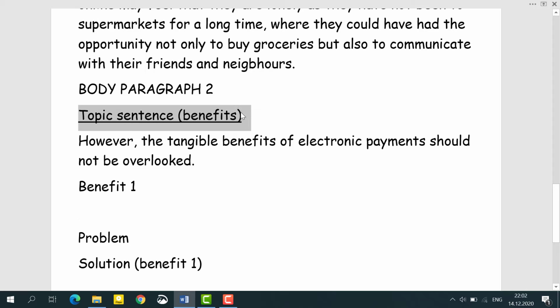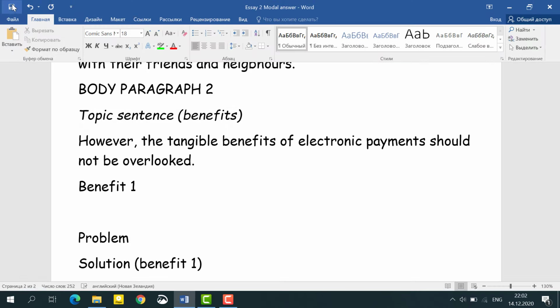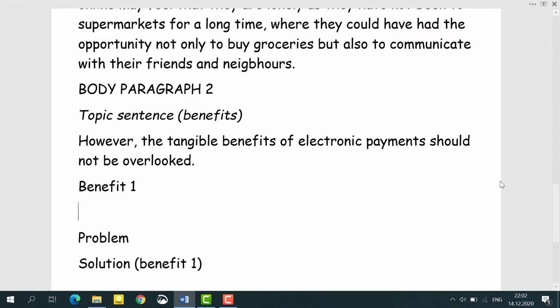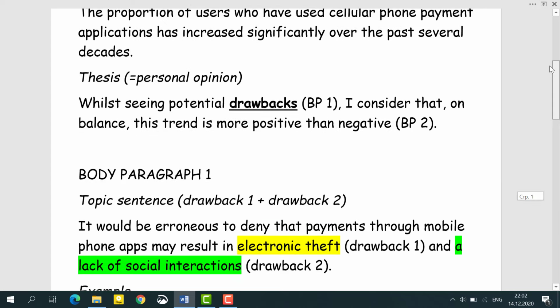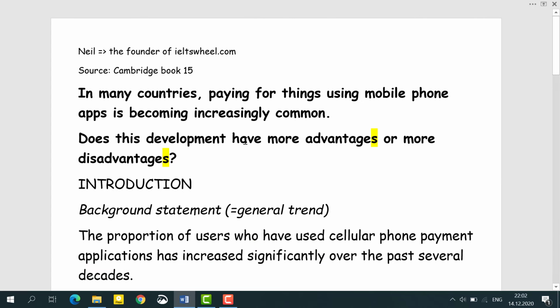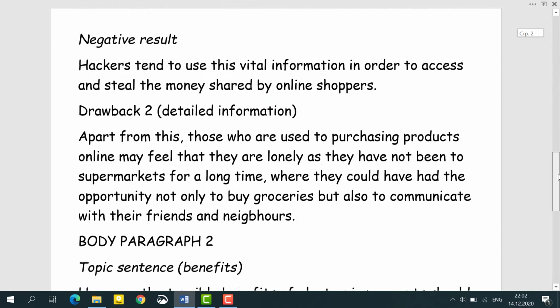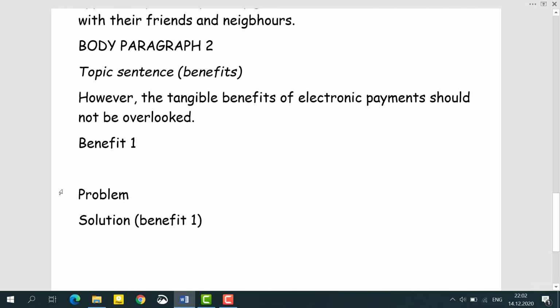Here in the next sentence, we need to focus on the first benefit. Okay, now let's get back to our question quickly here. It says, does this development have more advantages? Okay, so we need to provide at least 2 advantages. So let's just focus on the first benefit very quickly.